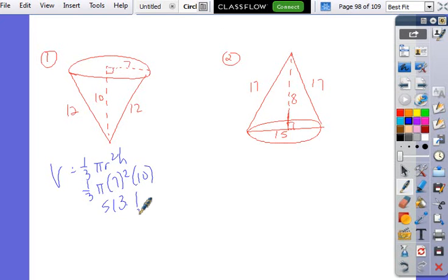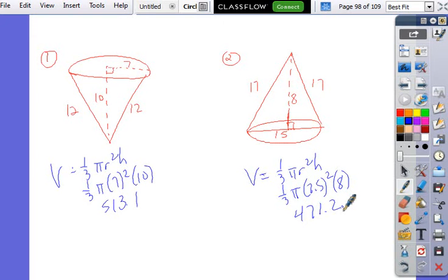Alright. Last one over here, I would have 1/3 pi r squared h again. What's my r in this one? 7.5. And where does that 7.5 come from? Half of that 15. Answer: 47.2. Alright, are there any questions on doing those right there?